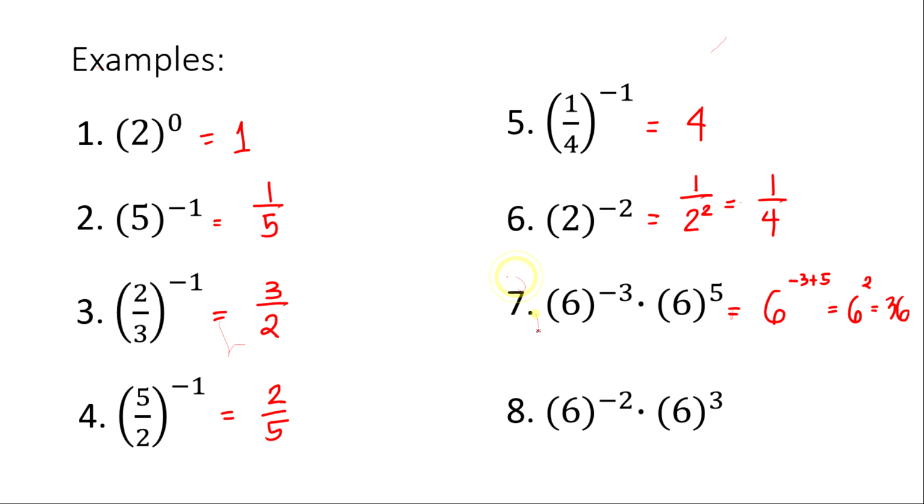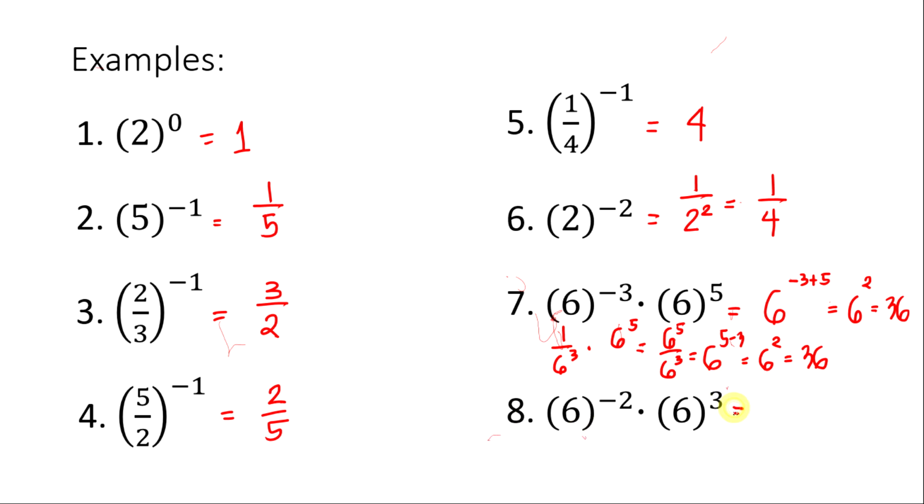Pero pwede rin natin siyang isolve as getting the reciprocal of this one. So this will become 1 over 6 to the third power times si 6 to the fifth power is positive naman yung exponent, so hindi magbabago. So that is 6 to the fifth power over 6 to the third power, which will now be subtraction of the exponent. So that is 5 minus 3. So that is 6 squared. The same lang na nakuha natin. That is also 36. So, ganun din yung gagawin natin dito.